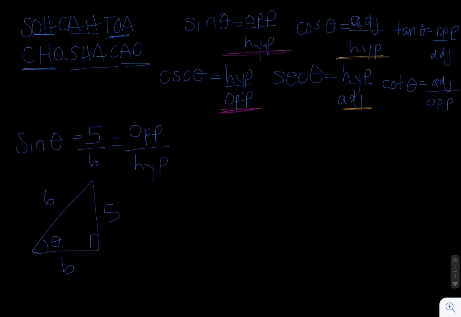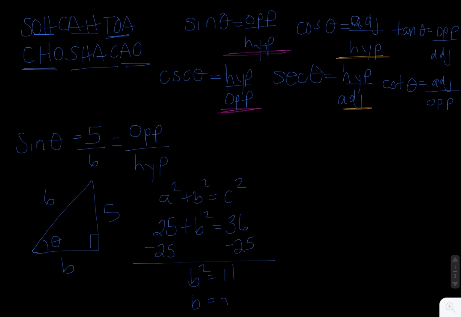Let's call that b. So a squared plus b squared equals c squared, right? So 5 squared is 25. We don't know what b is. C squared would be 6 squared, which is 36. Subtract 25 from both sides. That gives us b squared equals 11. Take the square root of both sides. B equals the square root of 11. Okay, so we will put the square root of 11 right here.